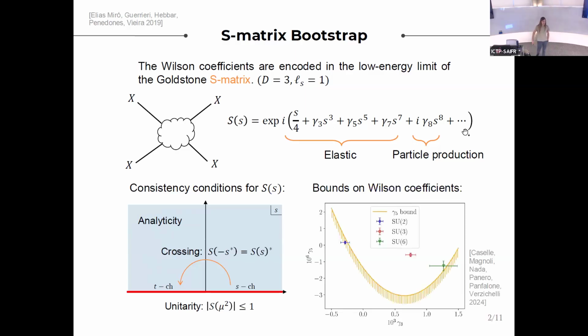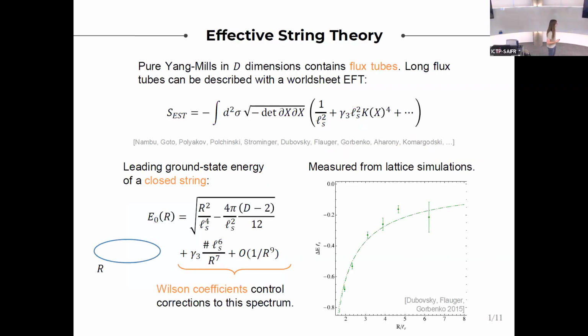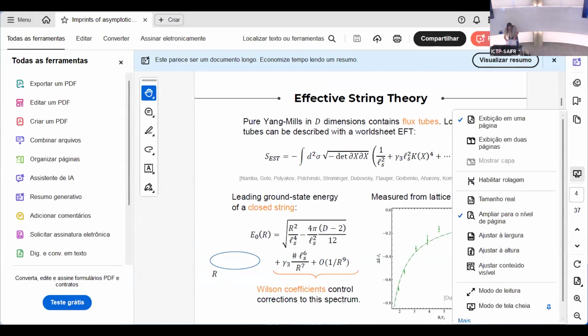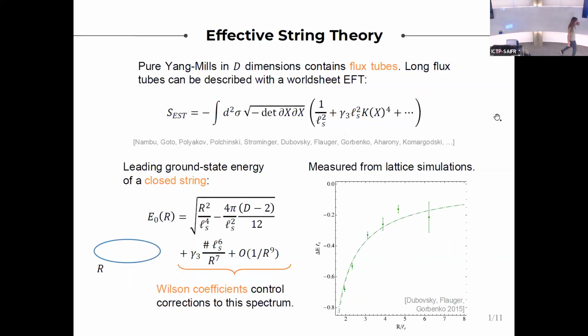So can you say again how they measure this? On the lattice, yeah, sorry. The way they do it is, so this is the ground state energy over the asymptotic. So this is basically the ground state energy of the string as a function of the radius, and they measure a bunch of points, and then they fit this with this formula. And then by looking at the corrections in 1/r, you can obtain these Wilson coefficients.